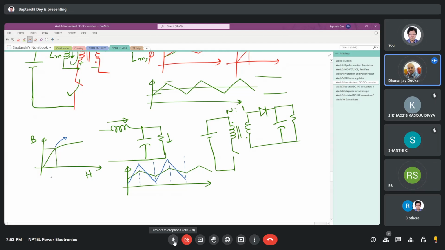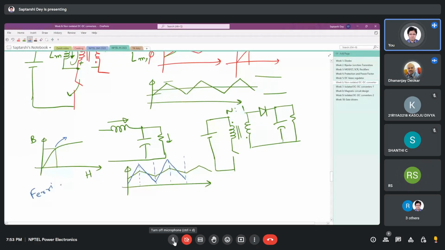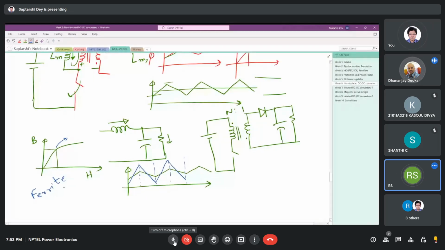Core cannot be linear or non-linear. It's about the material of the core. It should be more than the knee point. Also, it should be linear for some time. Some cores that region. The cores you will get in the market are ferrite.